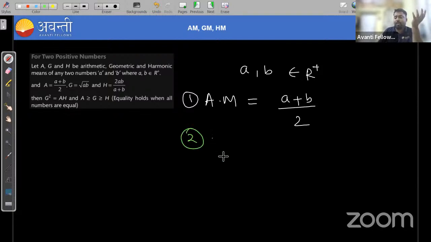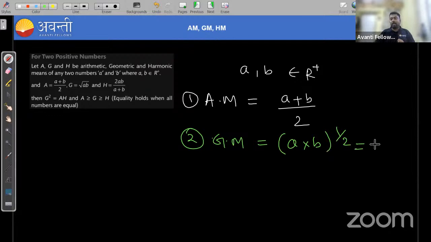What is the geometric mean? In the case of n number of terms, geometric mean will be the product of all the terms whole raised to 1 upon n, right? Similarly, here we are having only two numbers, and we need to find the geometric mean, that is the product of two numbers, a into b, raised to 1 upon 2, or we can say under root of ab, right? This is the formula to find the geometric mean when you are having two positive numbers.